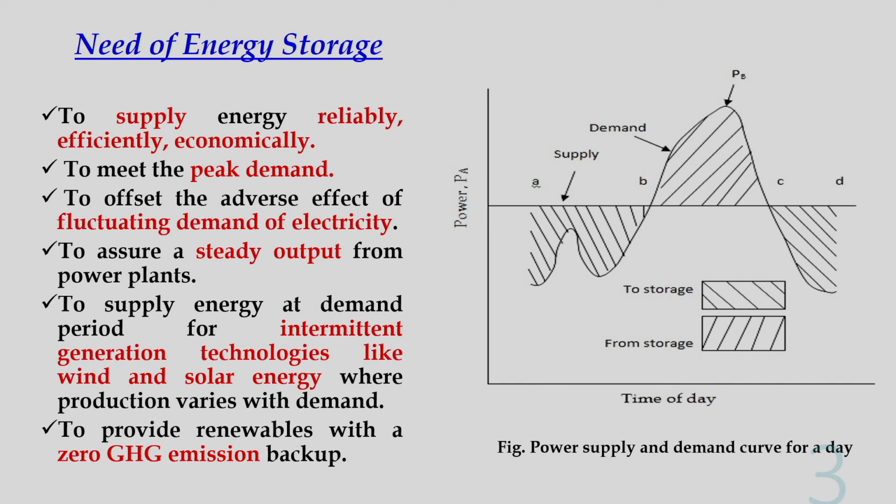If we look into this figure, it tells about the relationship between power supply and demand curve for a day. As you can see, this constant line which is parallel to the horizontal axis tells about the supply. Supply is fixed, and demand varies with time. At certain periods demand is very high compared to supply, and at certain periods demand is lower than the supply. So from this figure we understand that in order to provide consistent power supply, we need to have a reliable storage system.